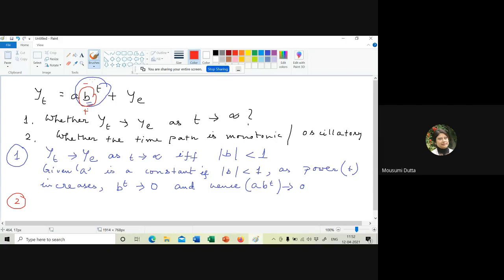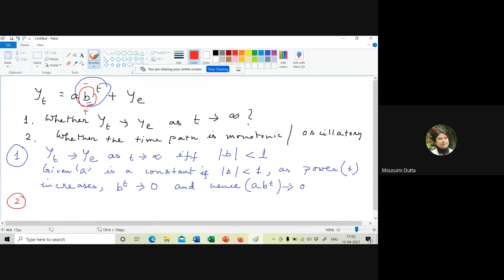To clarify this context once again, we will say that if b is positive, in that case, the time path will be monotonic, unidirectional, monotonic.